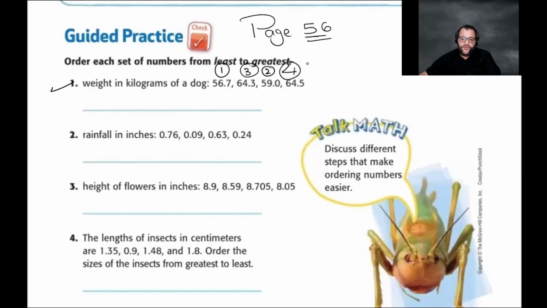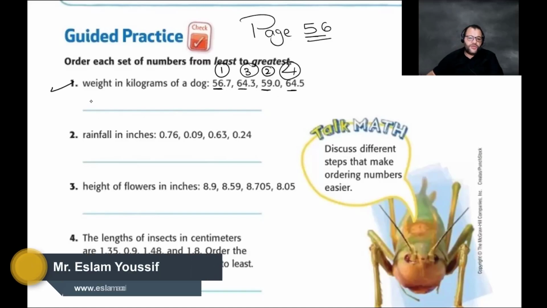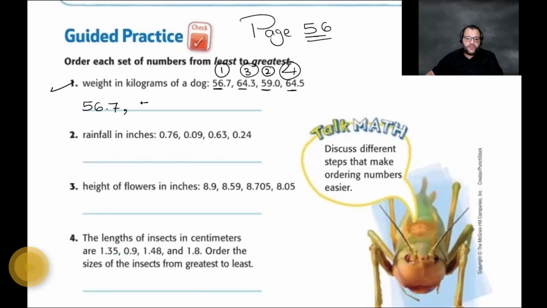Because if you want to arrange them, at the first look at the number before the decimal, 56, and now we have 64, 59, and 64. 56 is the smallest number. Then 59. Then now we have 64 twice. But 64.3 is smaller than 64.5. So the first number would be 56.7. And the next 59.0. The next will be 64.3. The next 64.5.